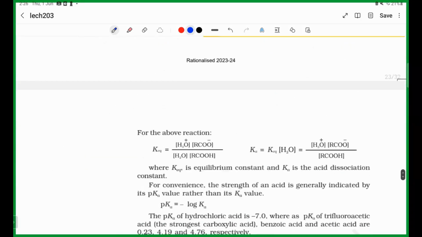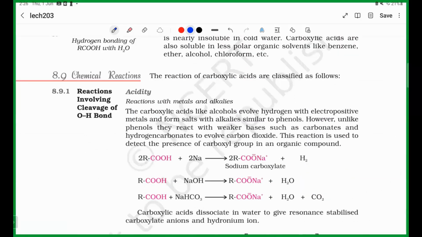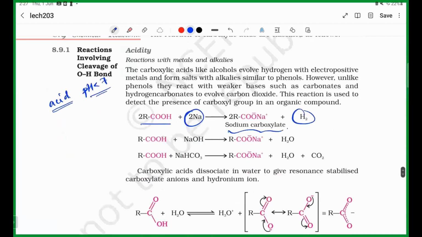Now this part is an explanation about the chemical reactions of carboxylic acids. Now everyone knows that RCOOH is an acid, so its pH is less than 7. It reacts with metals to form a carboxylate and release hydrogen. That's a classical, characteristic property of an acid. It reacts with a base to form salt and give water.